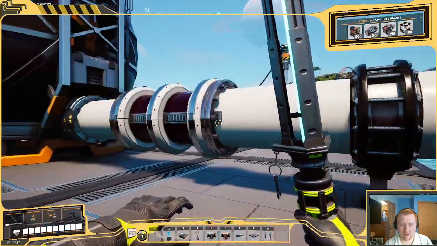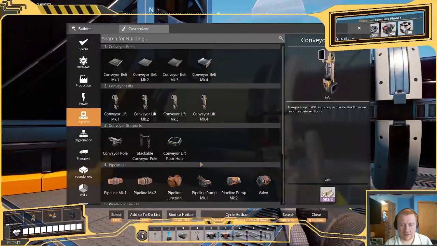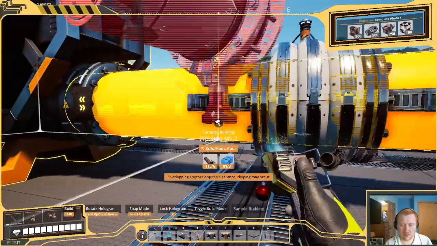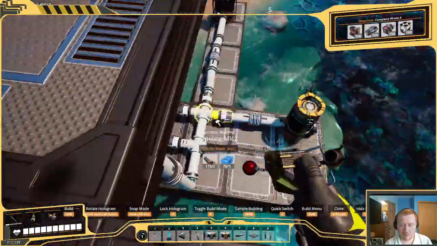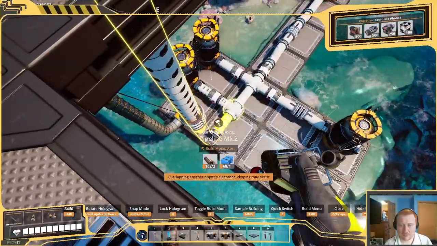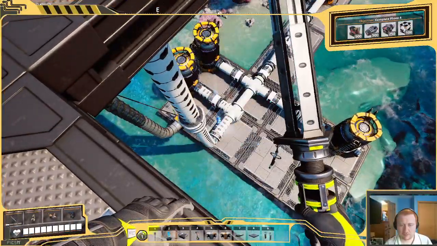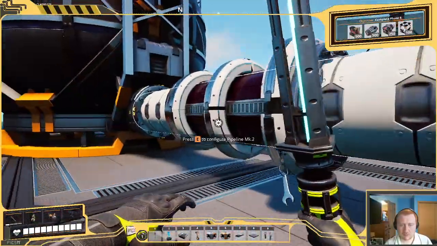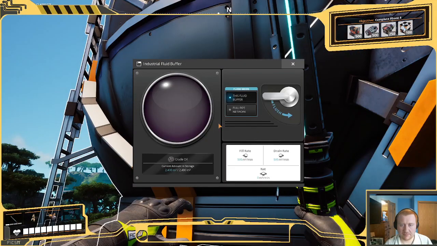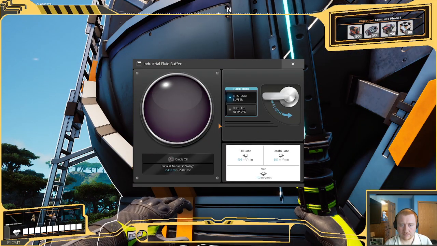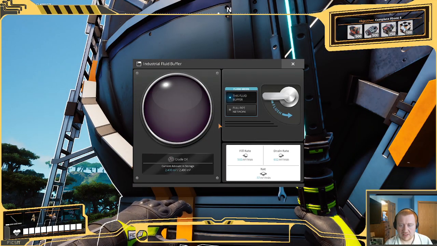Oh shoot, downstream pipes. Bottlenecks. Right. Okay. So let's see what happens here.